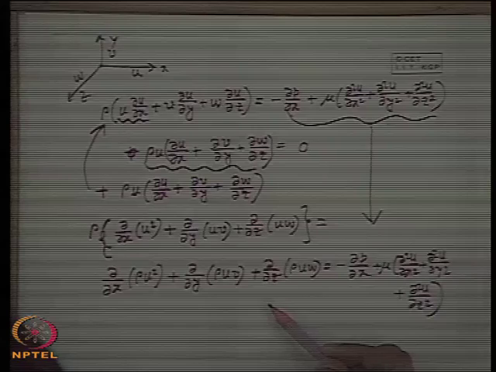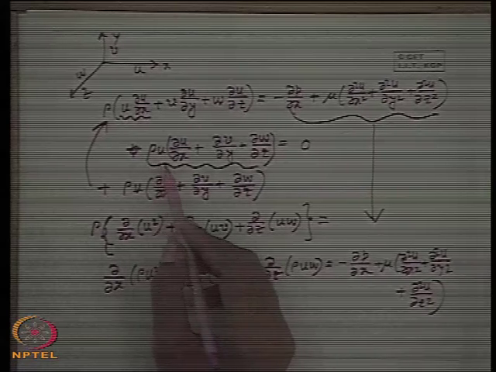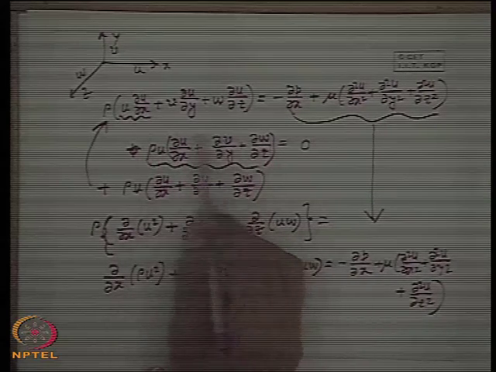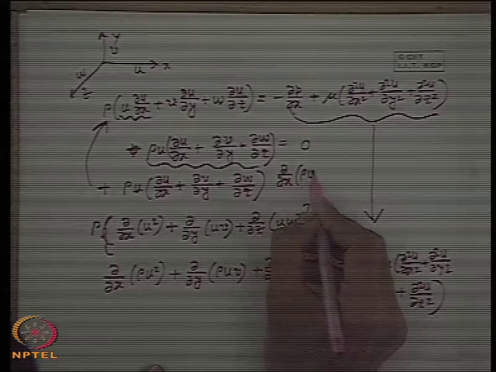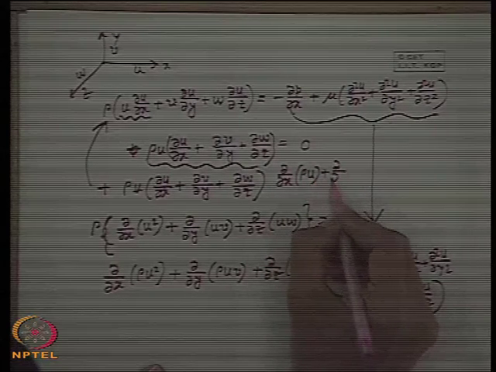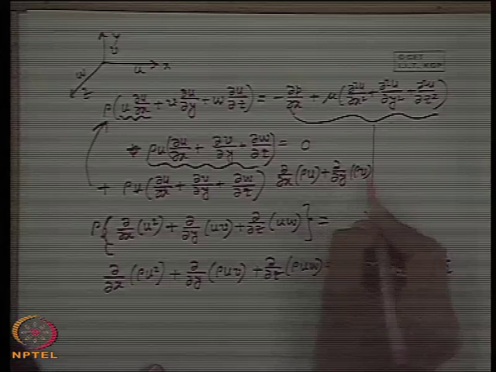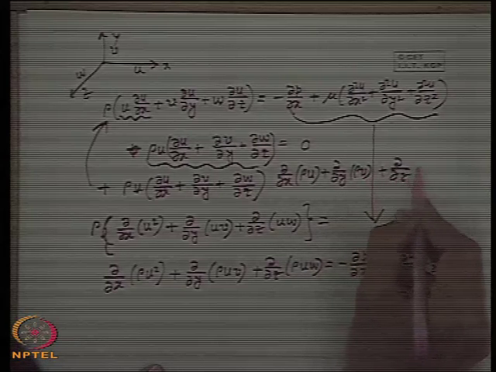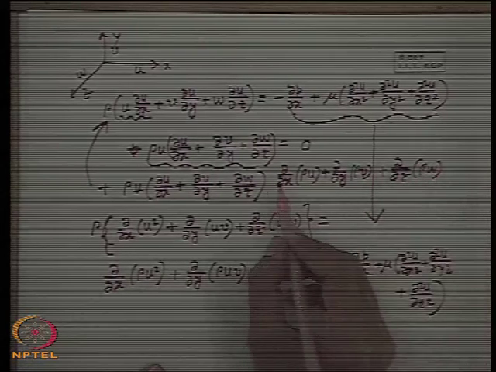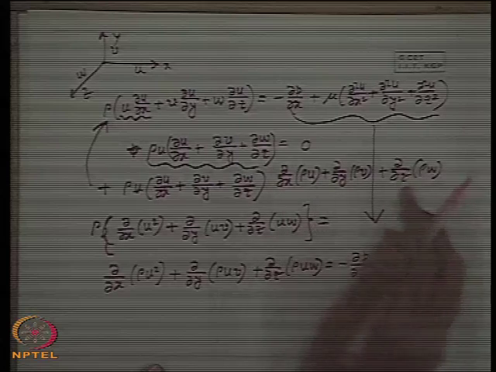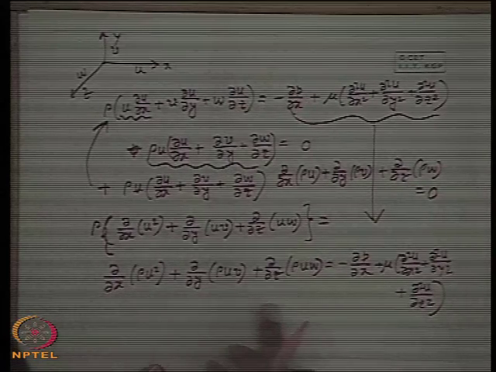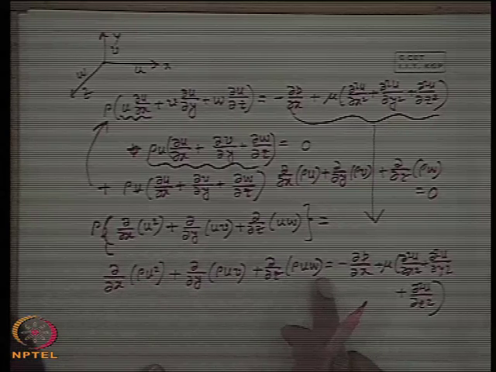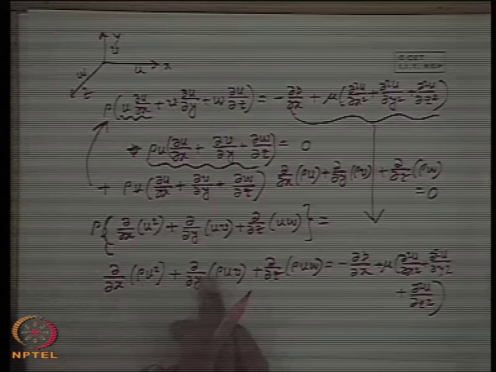For a compressible flow also, if we use the equation of continuity for compressible flow, which is del x of rho u plus del y of rho v plus del z of rho w equal to 0, and you manipulate it by multiplying with u and adding it, you will get the same term in the left hand side. The difference is that for incompressible flow rho is constant, so it can come out.